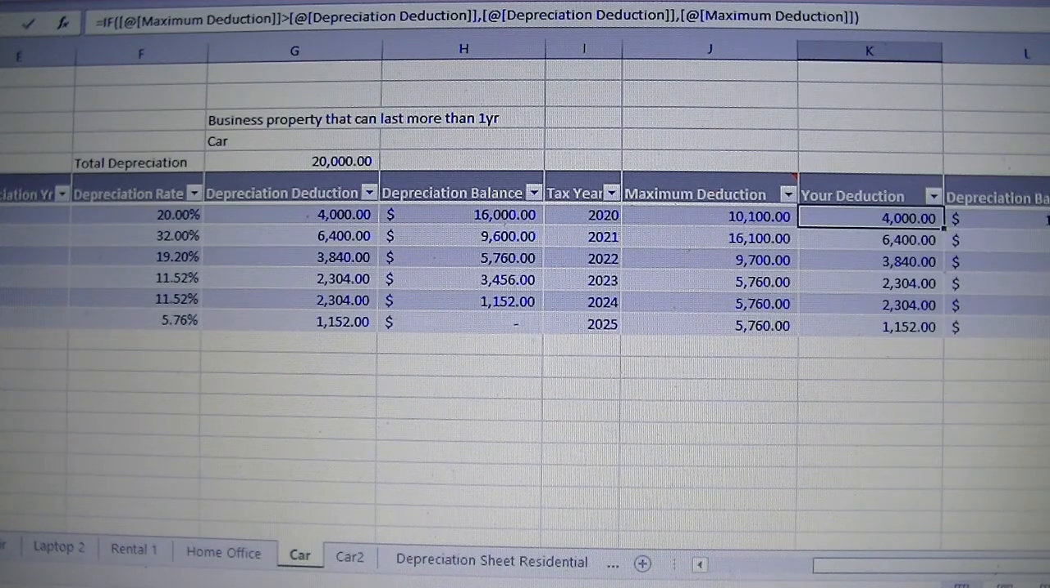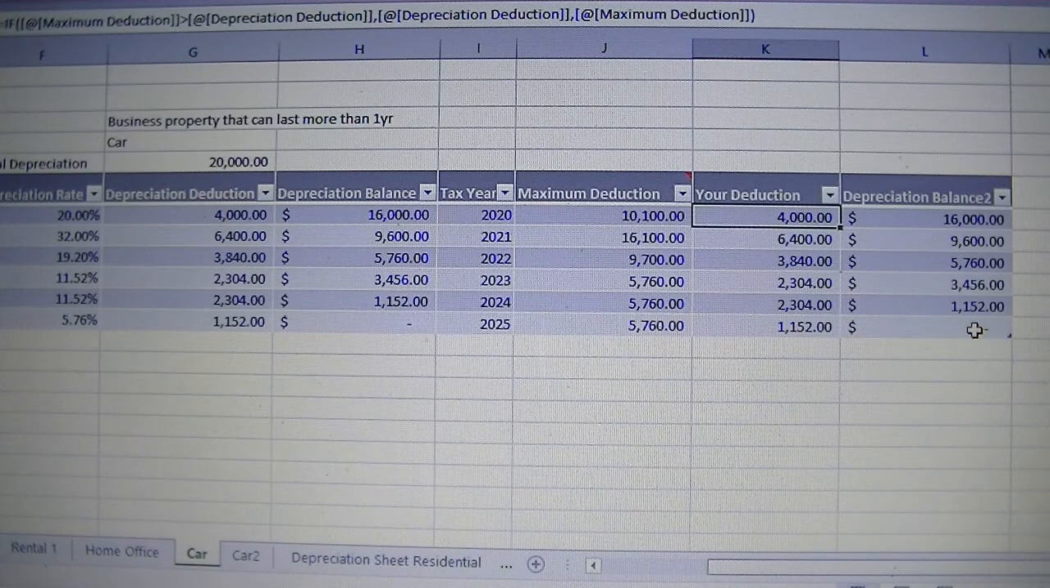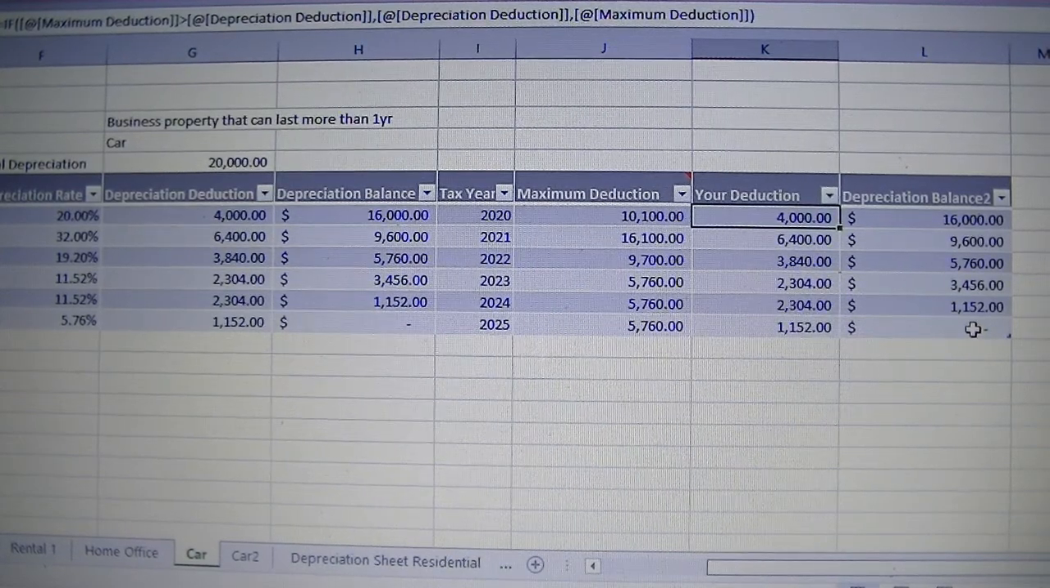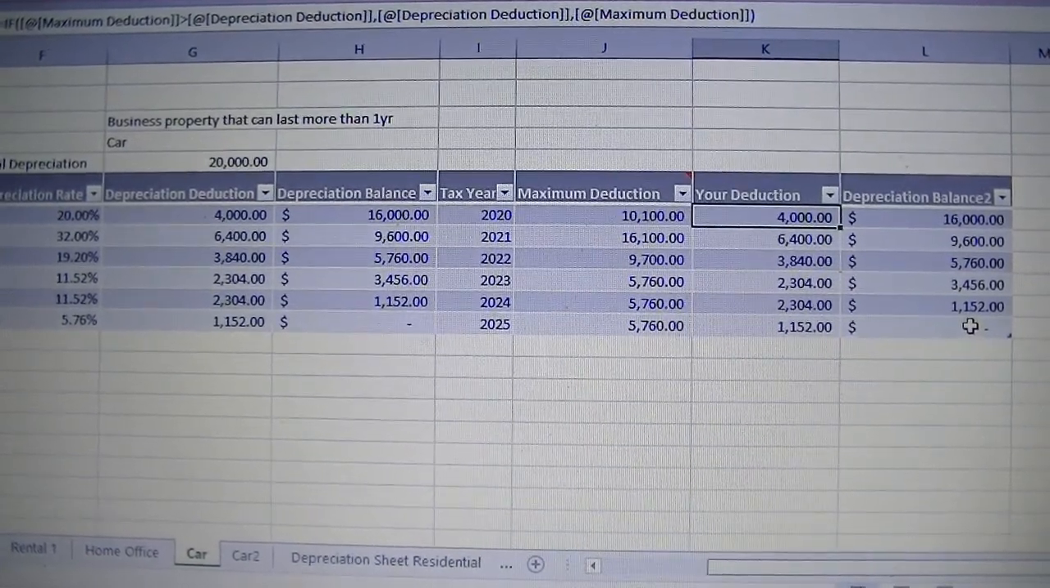Or you can take the sum of year 1 and year 2 deduction, subtract it out of 20,000 for year 2 balance, and year 3 balance will be the sum of year 1, year 2, year 3 deduction, subtract it out of 20,000, and so forth. And by year 6, your depreciation balance should be 0. If it's not, something is wrong.